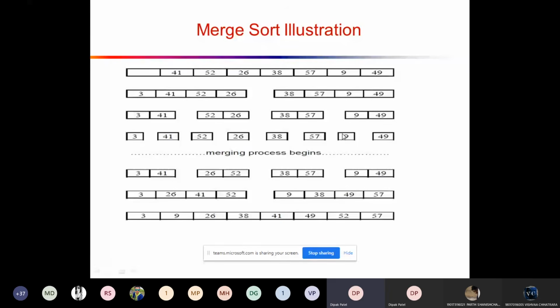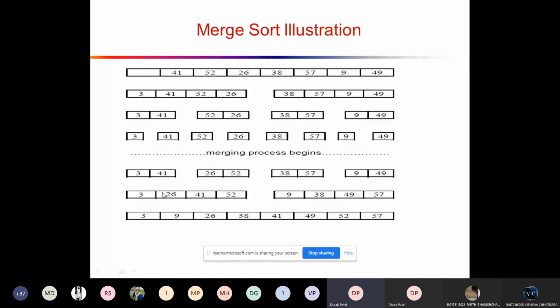Now there is a turn of the combine step. Now combine means combine two elements here. So first we'll combine 3 and 41, combine this 3 and 41 and put it in a new array. So 3 and 41. Then 52 and 26: first we'll place 26 and then 52. Then 38, 57, 9 and 49. So we have combined these individual elements in pairs and we have prepared four arrays.